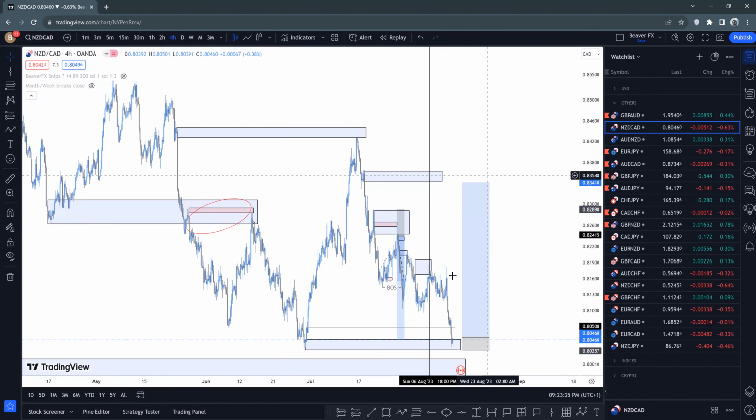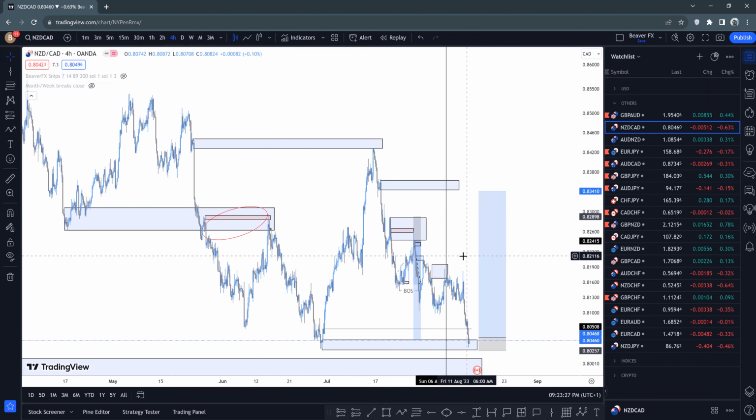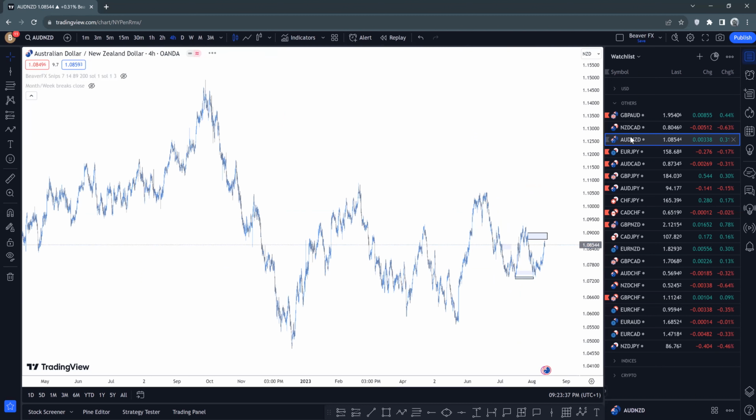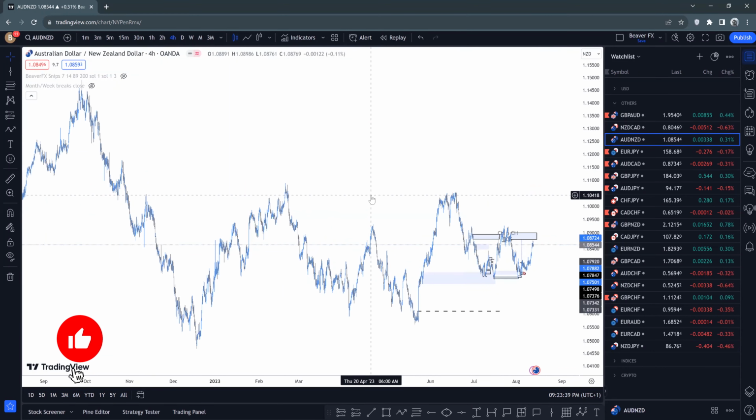But yeah, let's see what Monday does. Now, at the start of the week, we'll probably see what the market is going to do. But overall, I'm actually expecting some bullish momentum when it comes to NZD card. So AUD NZD.